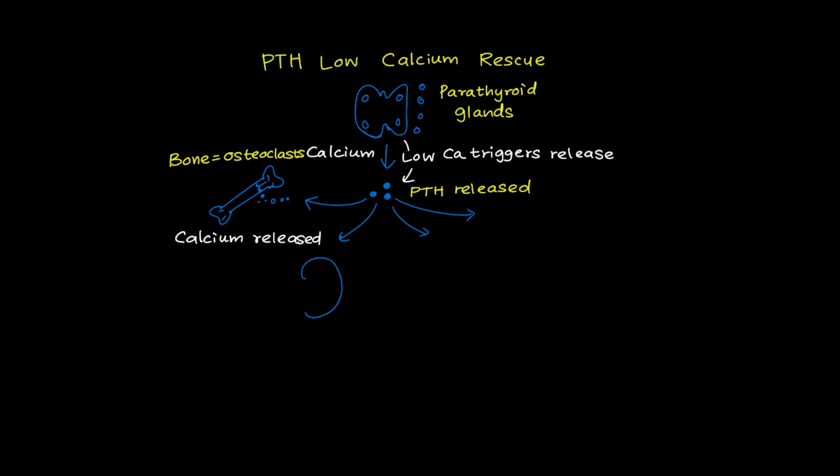It tells the kidney to reabsorb more calcium from the filtrate instead of losing it in urine. It also activates vitamin D by converting it to its active form, calcitriol. Third, activated vitamin D then travels to the intestines and tells them to absorb more calcium from food. All 3 actions work together to raise blood calcium.